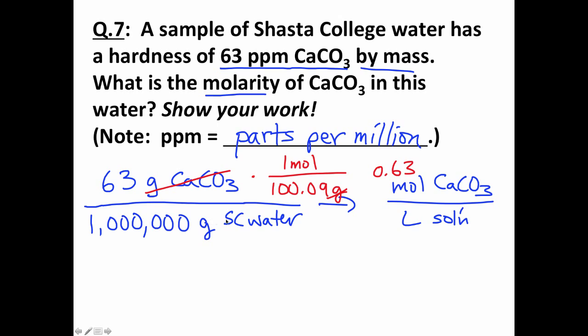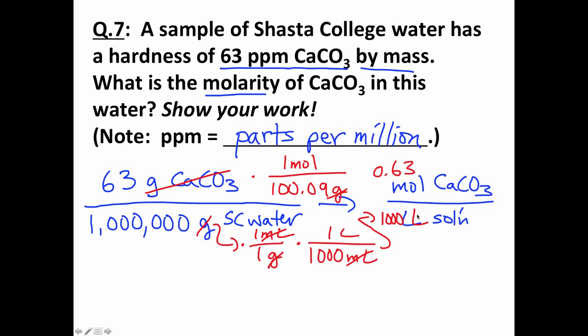And 1 million grams of Shasta College water, well, what we know is that this is a pretty dilute solution. This is basically water, so it's 1 gram per milliliter. That converts grams into milliliters. And then there's 1,000 milliliters per 1 liter, and that converts milliliters into liters. And so 1 million divided by 1,000 gives us 1,000 liters. And that's 0.63 moles over 1,000 liters.